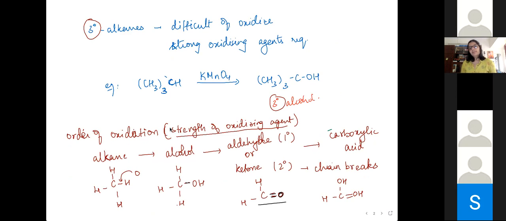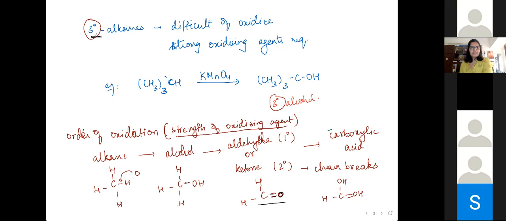So always alkanes get oxidized to alcohols. That is the first step. The difference between primary, secondary, tertiary comes into picture for further oxidation. So if I use a stronger oxidizing agent, alcohols get further oxidized to aldehydes and then acids.